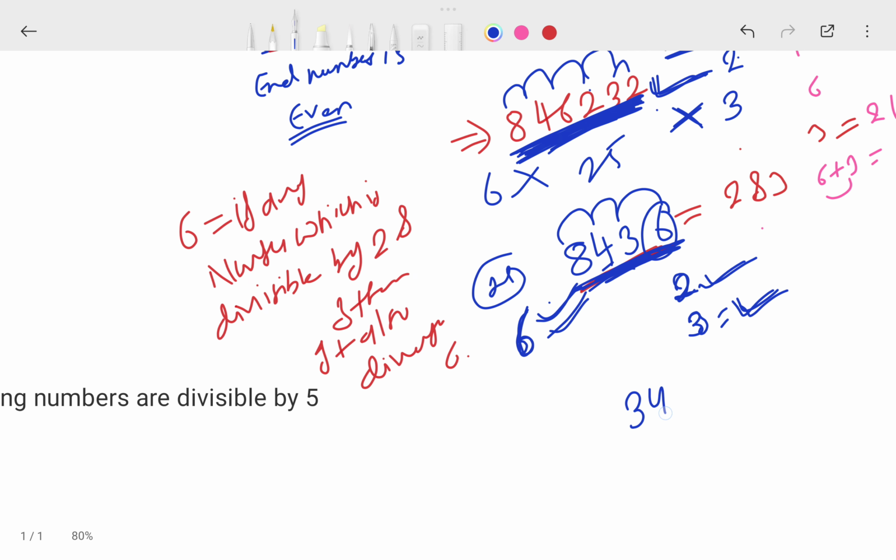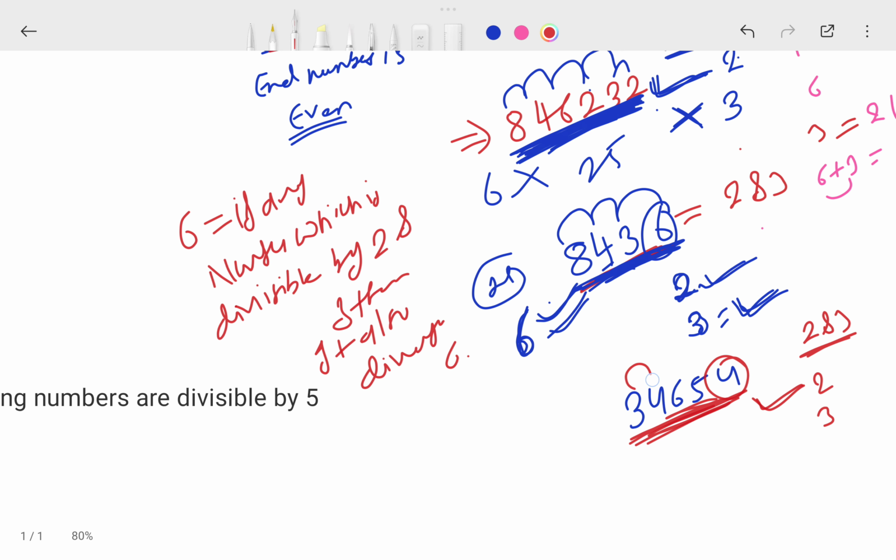This is 34654. Do you want to check if this is divisible by 2 or not, and then by 6? If you want to check whether a number is divisible by 6, you first have to check if it is divisible by 2 and 3. If it is divisible by 2 and 3, it is automatically divisible by 6. In the end there is a 2, so this is divisible by 2. Now we have to check if it is divisible by 3 or not.